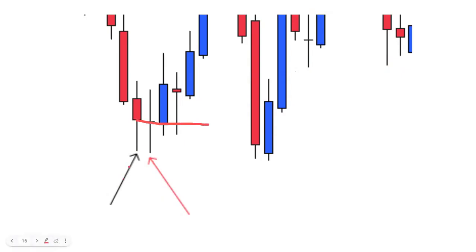So the one that has the black arrow, that is the one with the highest wick. Okay, so you map it out. You can still choose the one with the red arrow, because they are approximately the same size. So in this situation, all you have to do is map out this one that engulfs this one. Since the wicks are of the same height, you can map out either this one or this one.